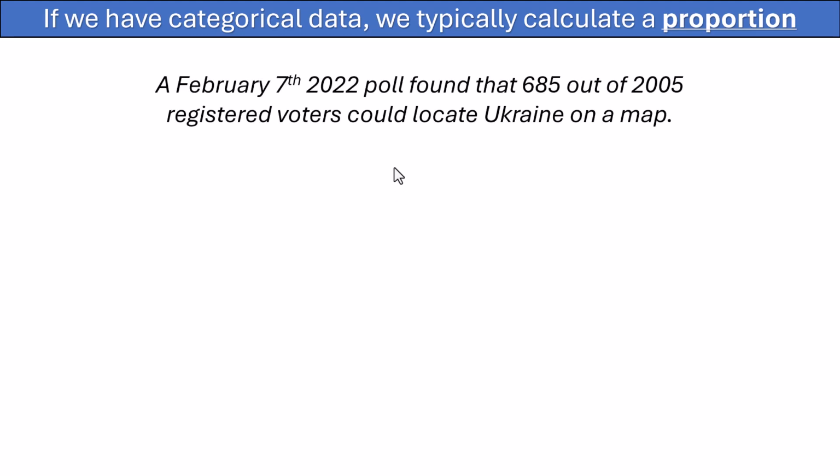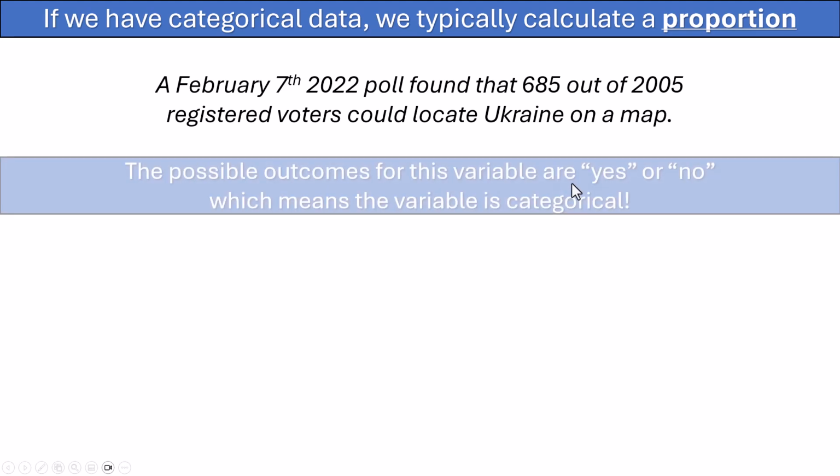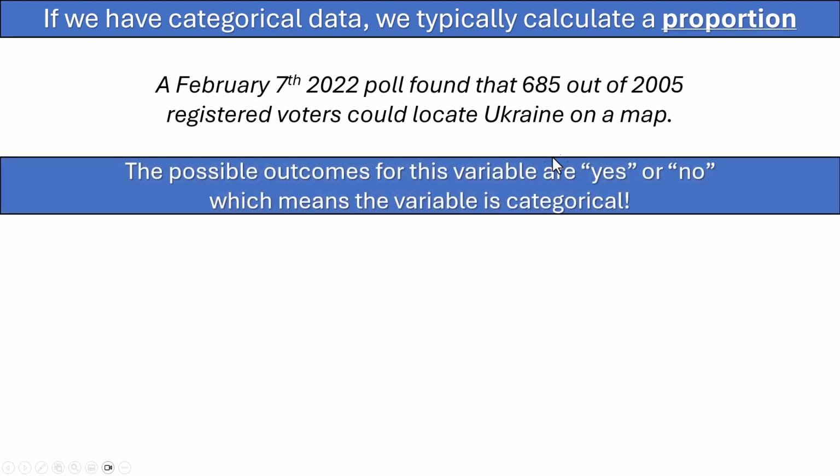For example, a February 7th, 2022 poll found that 685 out of 2005 registered voters could locate Ukraine on a map. The possible outcomes for this variable are either yes, someone can locate Ukraine on a map, or no, they cannot, which is a categorical variable.